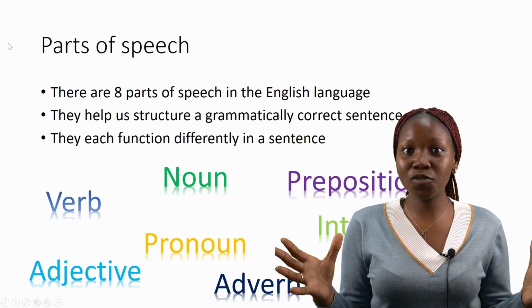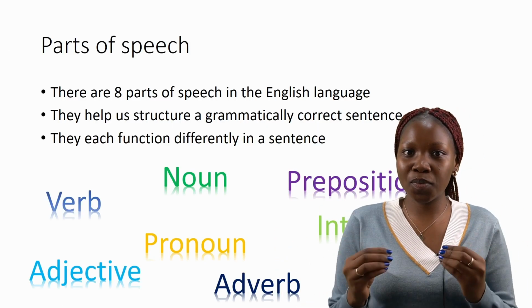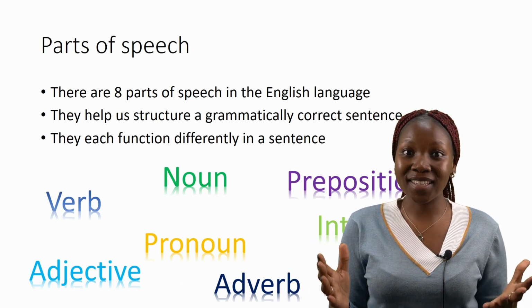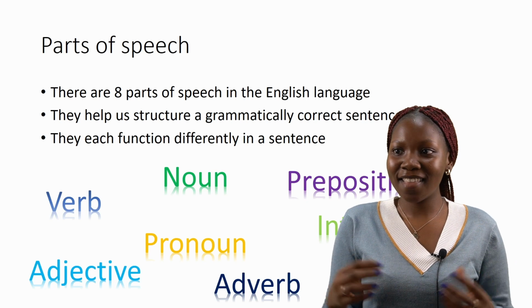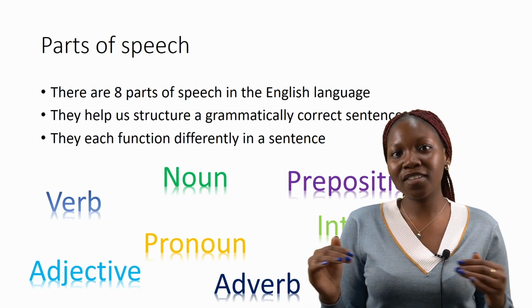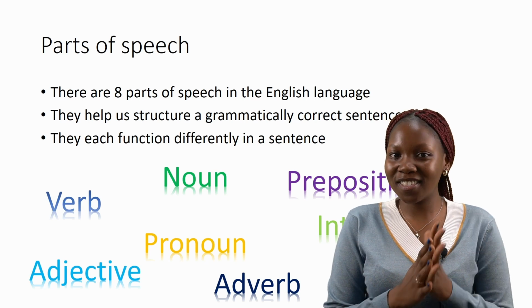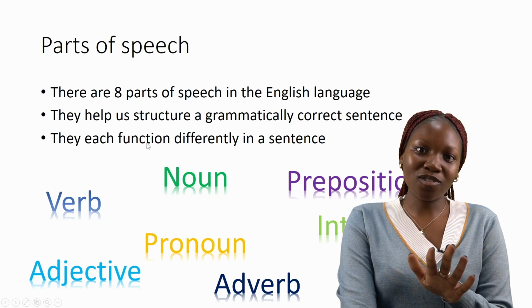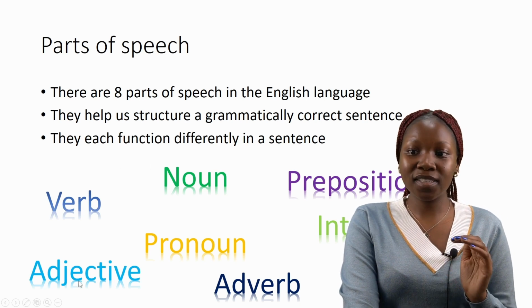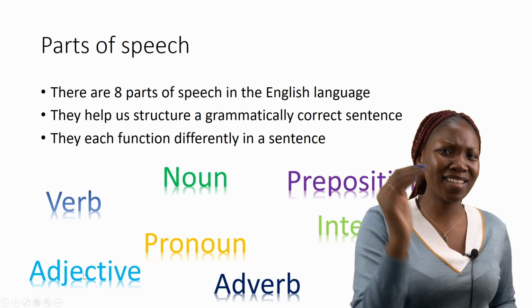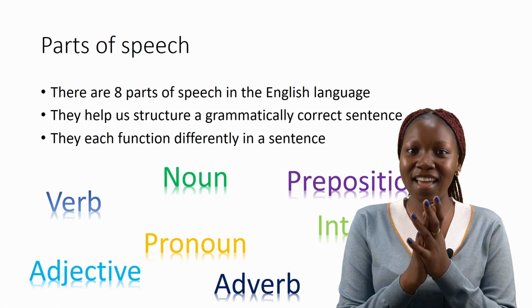So, parts of speech, there are 8 parts of speech in the English language. They help us to structure a grammatically correct sentence. They each function differently in a sentence, and we will look at them in different types of sentences. So stay tuned and find out how they function. So these parts of speech, we have verbs, adjectives, pronouns, nouns, adverbs, prepositions, interjections, conjunctions, and that's it.